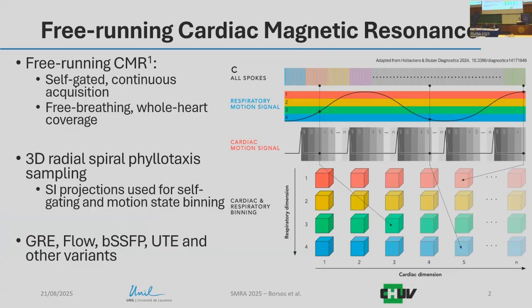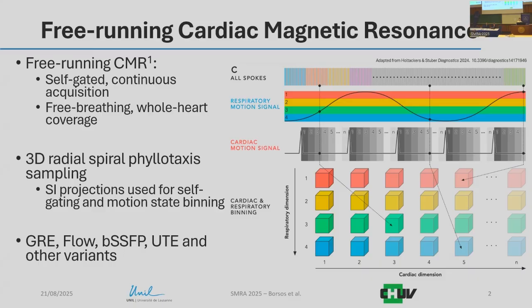This framework stems basically from a 3D radial spiral phyllotaxis trajectory, which enables us to extract self-gating signals, which we then use to bin our acquired k-space measurements into cardiac and respiratory motion states. Currently there are several different variants or flavors of this free-running technique, including gradient echo, flow, bSSFP, as well as ultra short echo time, or UTE, which will actually be the focus of today's talk.